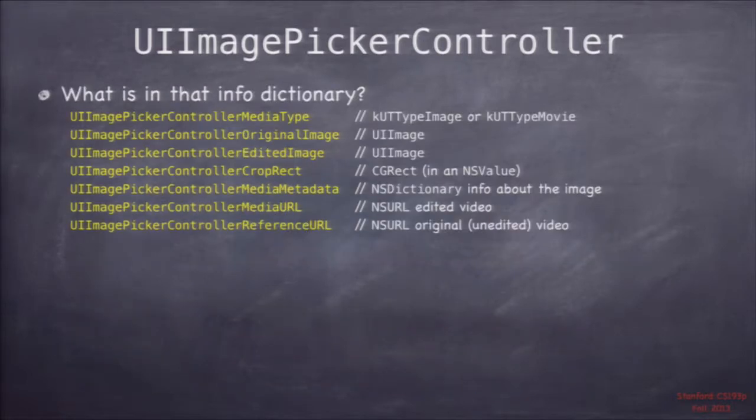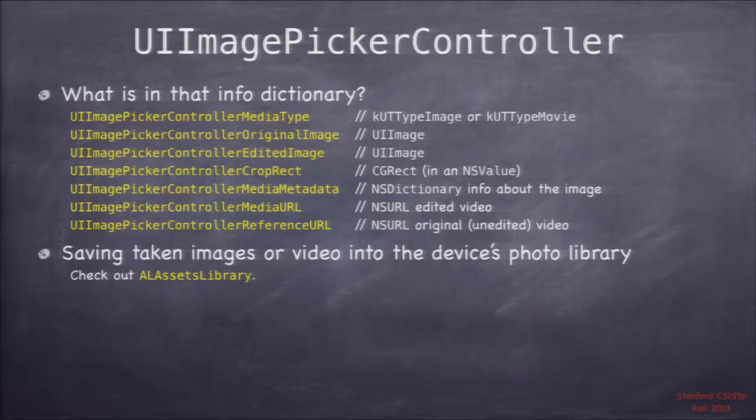So what's in that dictionary that you get back if the user did finish picking with the info? There's the image that they took, both the edited image if they zoomed in and cropped it, and the original image, which is in there whether they cropped it or not. If they cropped it, it'll tell you the rectangle inside the image that they cropped to. If it's a video, you're going to get a URL to a file with the video in it. So that's how video comes back to you, as a URL to some file.